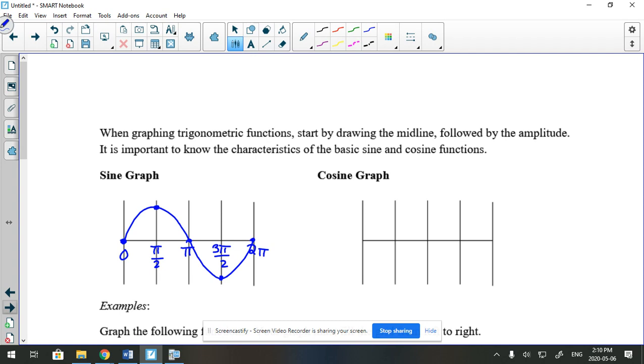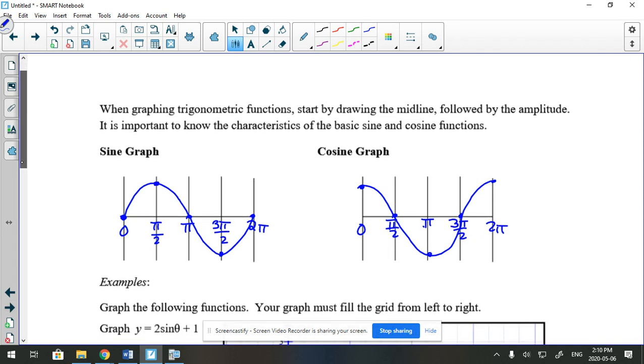The difference with a cosine graph is instead of starting at 0, it starts at its peak, then it goes down to 0, goes down to its minimum, goes up to 0, ends at its peak. That's one complete cycle or period for a cos graph. They look exactly the same except the cos graph is shifted over 1. It starts at its peak instead of right at the midline.